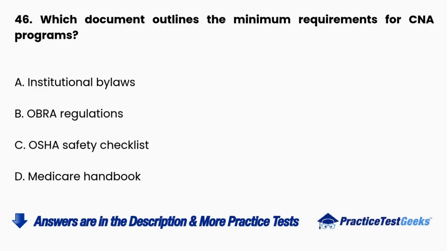46. Which document outlines the minimum requirements for CNA programs? A. Institutional bylaws. B. OBRA regulations. C. OSHA safety checklist. D. Medicare handbook.